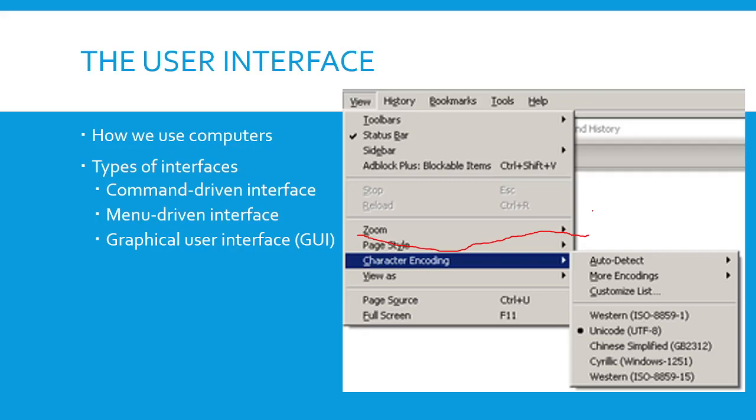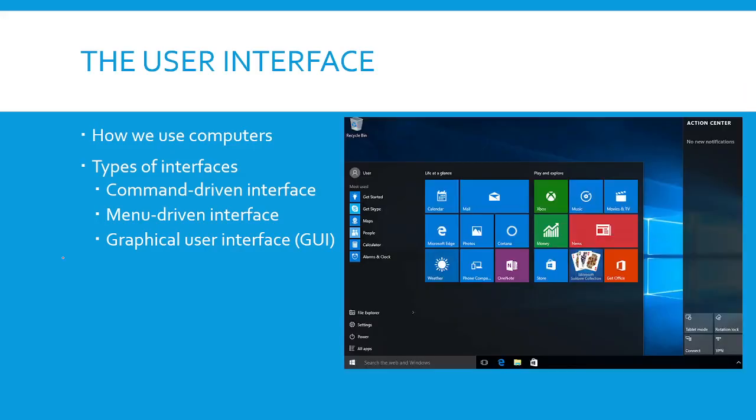So it's better than a command one because you don't have to remember all the specifics, but it's still not a great system in the long run. Now that takes us to where we are today with GUIs, or graphical user interfaces. This is what we're using basically on most devices. This allows us to do point and click technology with a mouse and keyboard.